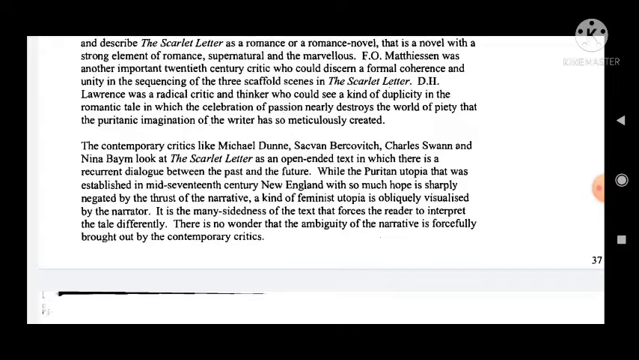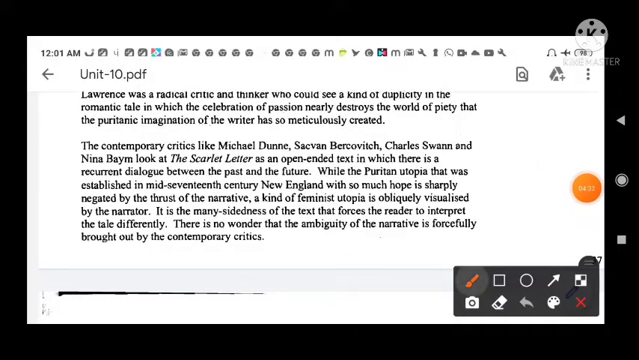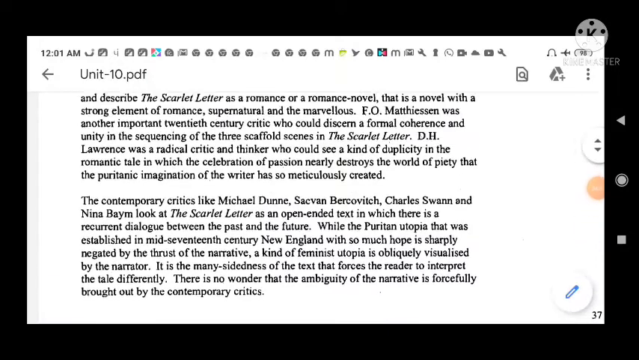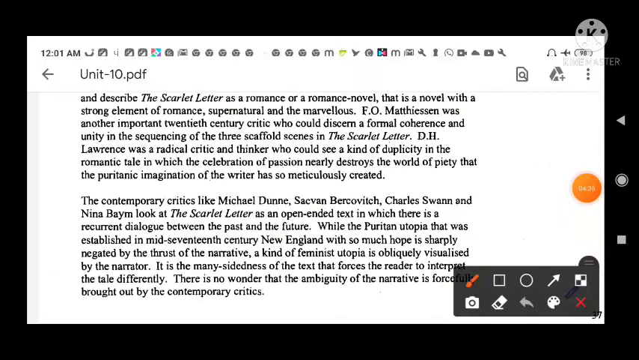D.H. Lawrence was a radical critic and thinker. So who was a radical critic and thinker? You can write the answer: D.H. Lawrence.